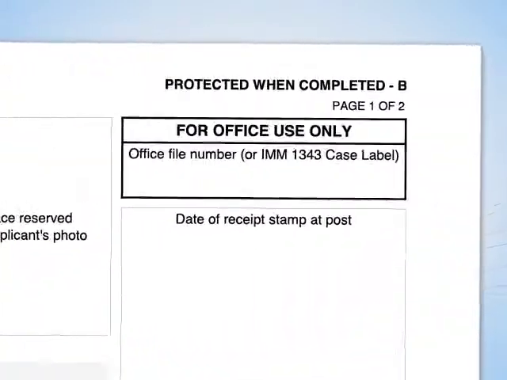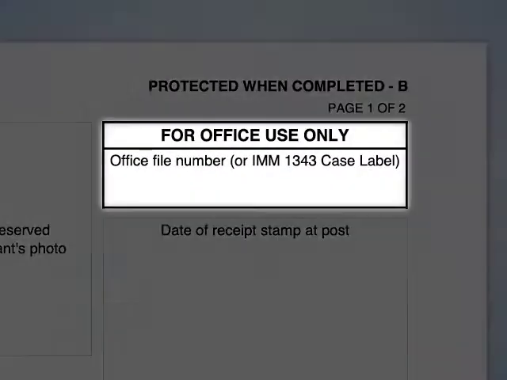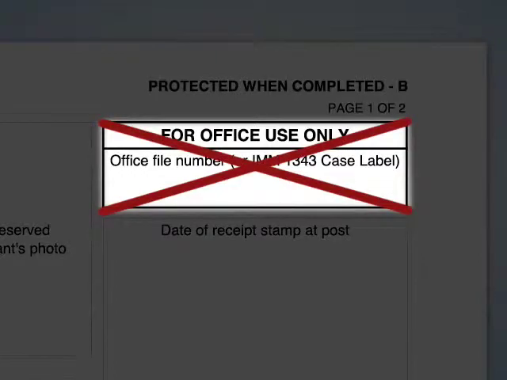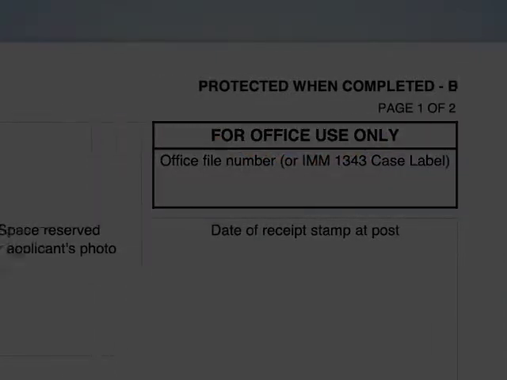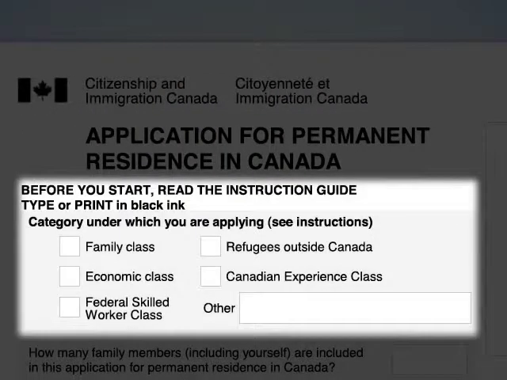The top right area of page 1 is for office use only. Do not enter information here. First, select a category for permanent residence. If you are being sponsored by a family member, you should check Family Class.